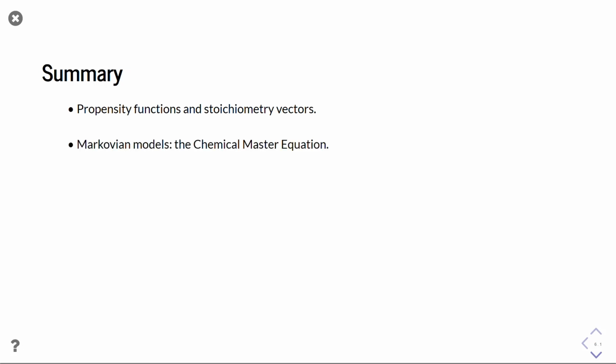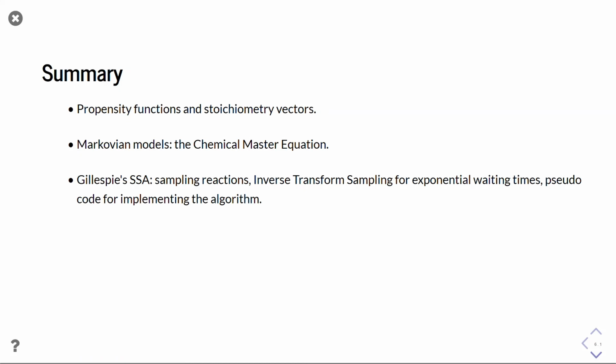That concludes the third and final module that I'll be giving, and now I'll just summarize what we covered. We covered propensity functions and stoichiometry vectors. Then we looked at Markovian models of chemical networks and introduced the chemical master equation. Then we discussed Gillespie's stochastic simulation algorithm. This includes how we sample reactions, inverse transform sampling for exponential waiting times, and the pseudocode for implementing the algorithm.